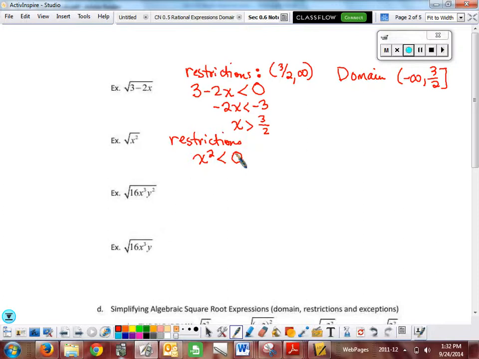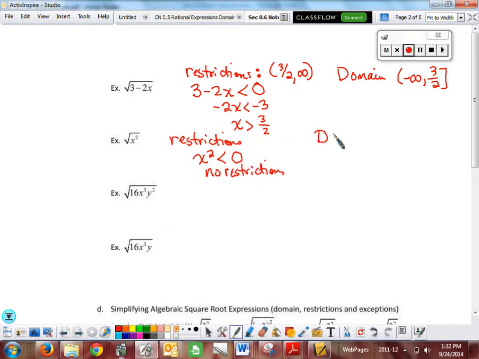If I take a negative number and I square it, I get a positive. If I put in 0, I square it, I get 0, not a negative number. And if I put in a positive number squared, I get a positive. So what does that tell me about restrictions? There are none. No restrictions.